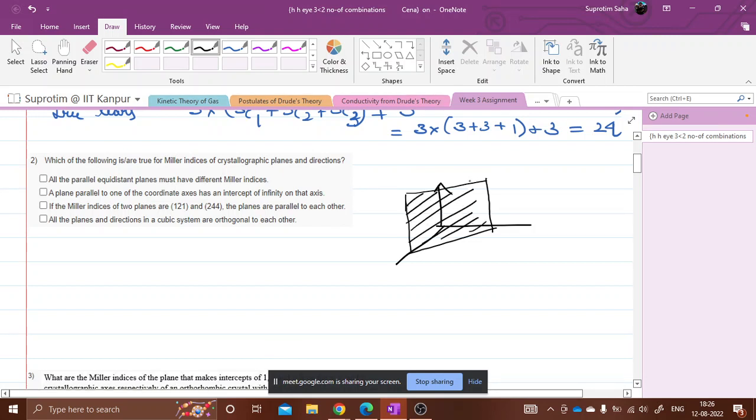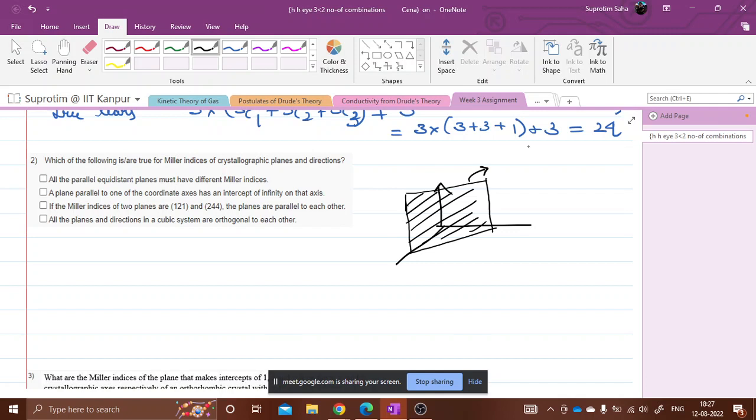So this is an intercept of infinity on the z axis, and so a plane parallel to one of the coordinate axes has an intercept of infinity on that axis. That statement is correct. If the Miller indices of two planes are 1, 2, 2 and 2, 4, 4, the planes are parallel to each other. We can check, it's not, because if you double 1, 2, 2 it would have been 2, 4, 4 and they would be parallel to each other. But in this case, it's not. So the third option is incorrect. And let's check the fourth answer.